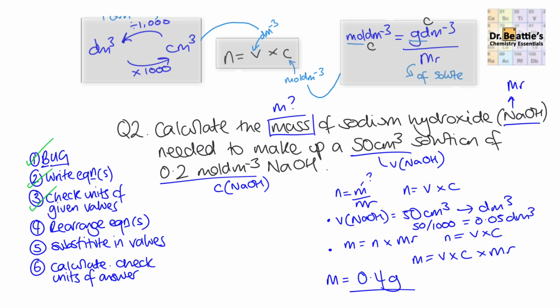Say if you don't want to combine equations because they're a bit confusing, you can do it step-by-step. Now all that remains is to substitute in the values that we've been given and also those that we've changed the units for. Volume is the 0.05. Our concentration is the 0.2 that we're given here. And our MR we can work out through the MR of sodium hydroxide, which overall is 40. All that now remains is we calculate and check the units of our answer. And we've got 0.4 grams.